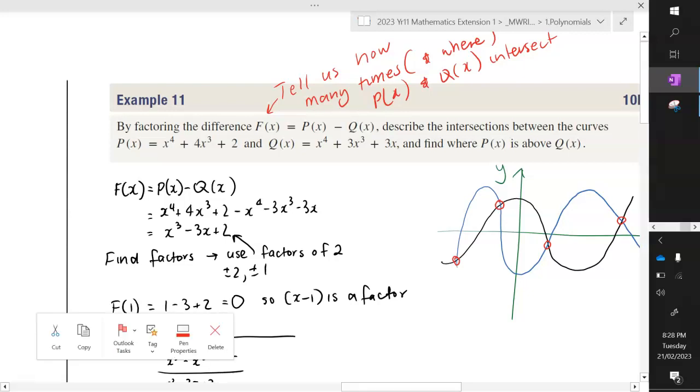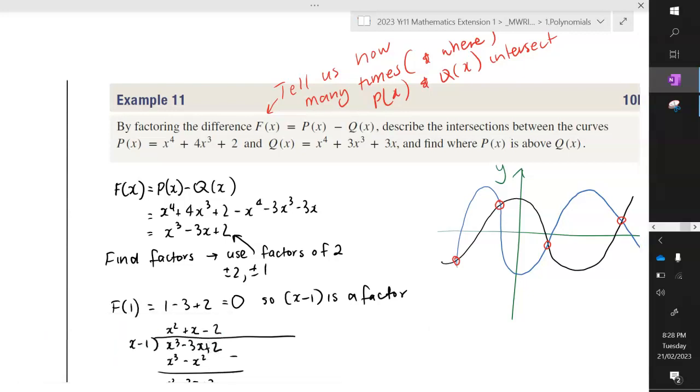So p of x minus q of x. So I'm basically going to be writing my polynomial p of x. I'm going to take away q of x. Collecting like terms, I end up with this one. I end up with a cubic.